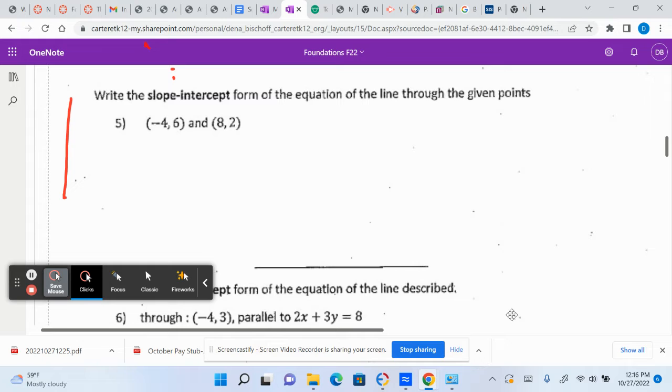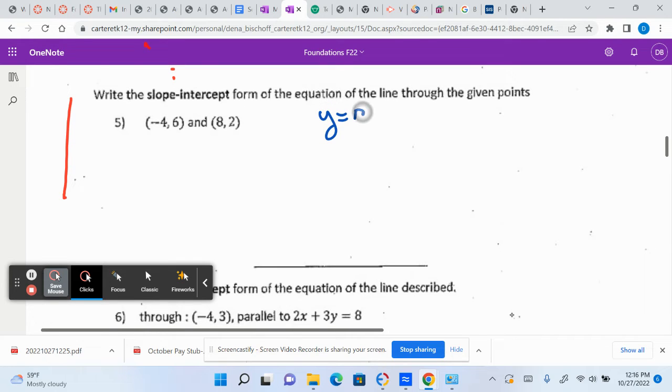Okay, slope intercept form. So again, I need to write this in y equals mx plus b. What do I need to do first? Am I skipping one? Okay. I'm listening, Kate. I'm sorry. Y2 minus y1 over x2 minus x1. Yeah, I have to find slope. What is it? Tell me what numbers I'm subtracting. What is y2? Help her out, Amira.